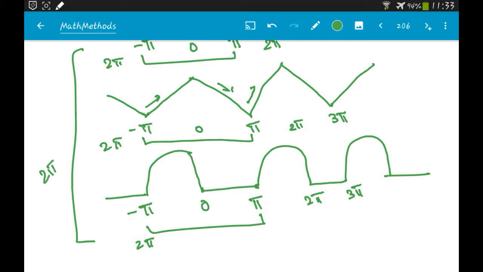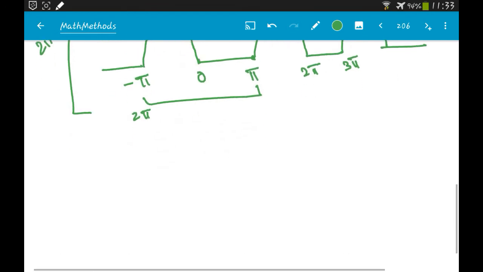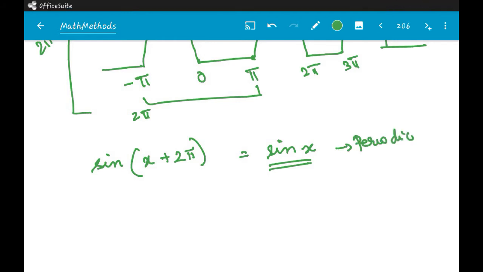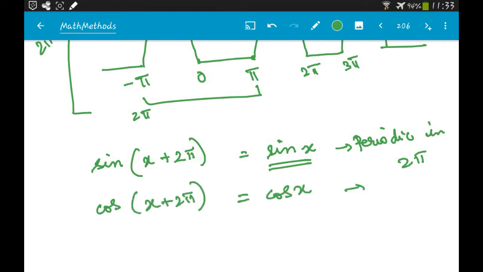So first we will deal with periodic functions which have period of 2 pi, and then we will go to periodic functions for which the period is not 2 pi, something different than 2 pi. Okay, alright. And what is sine? So if you look at sine function, what is sine of x plus 2 pi? It is sine x. So after 2 pi it comes back to the same value of sine x. So sine function is periodic in 2 pi. Okay. Similarly cos function, that is also periodic in 2 pi, right?